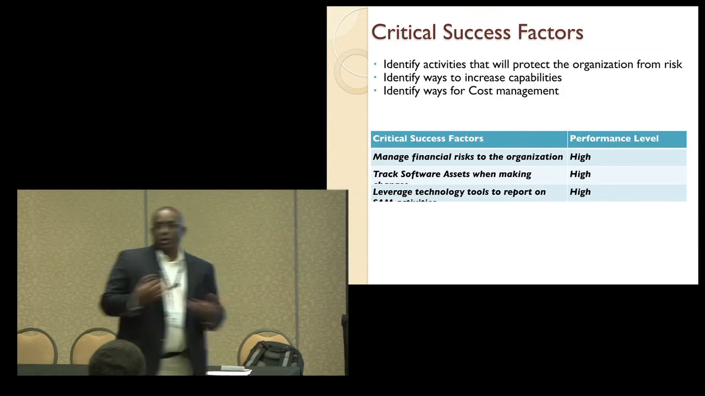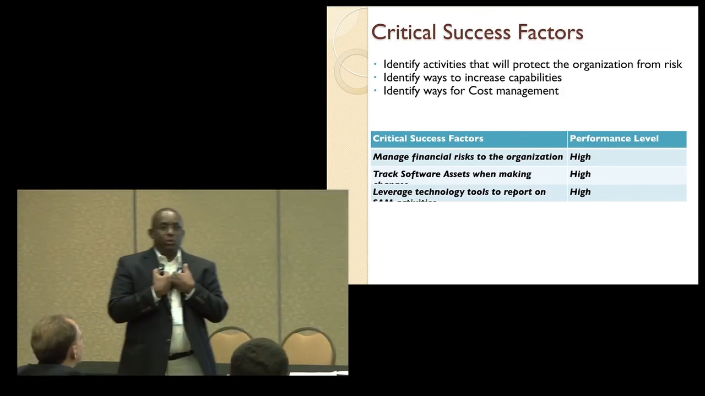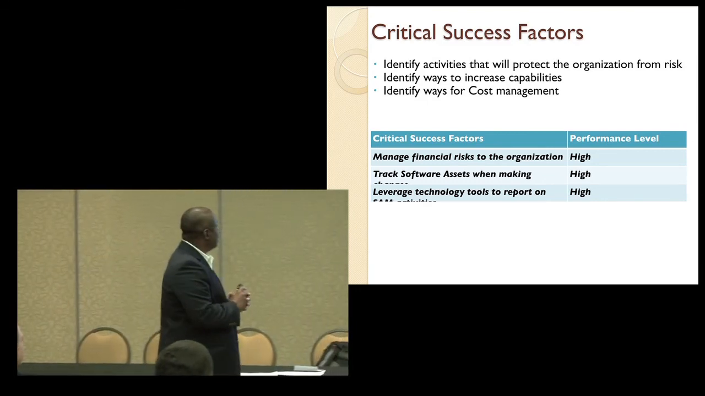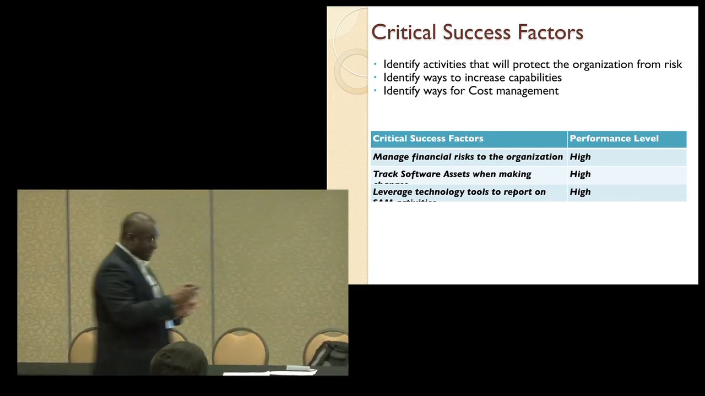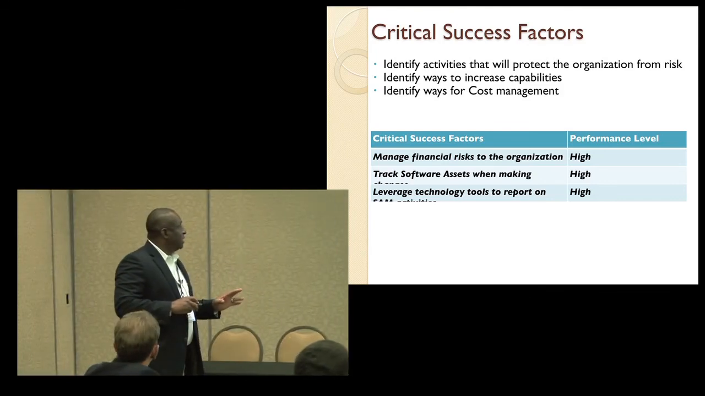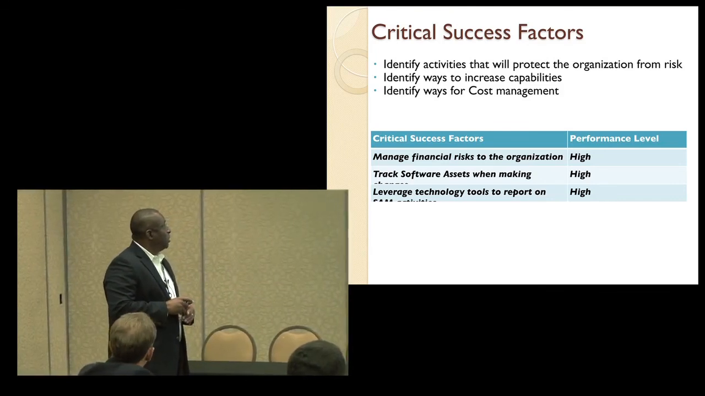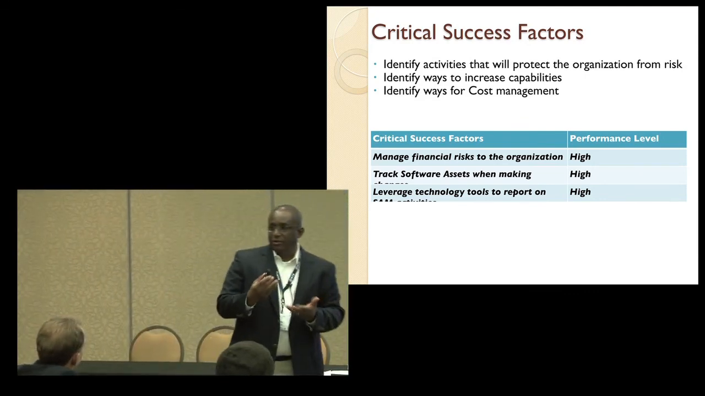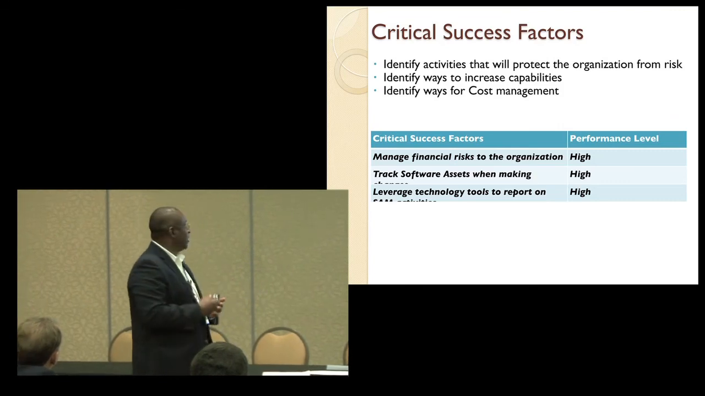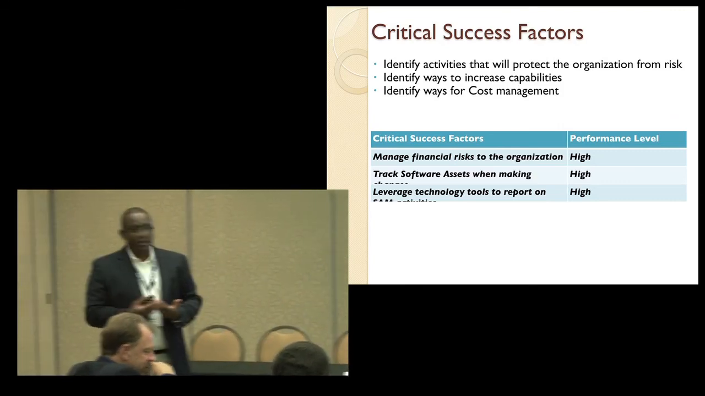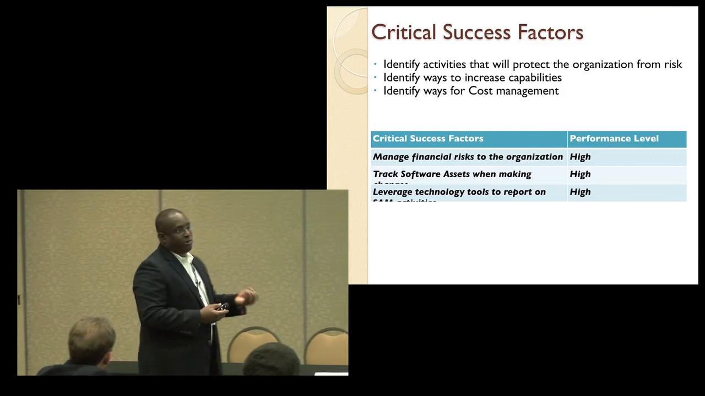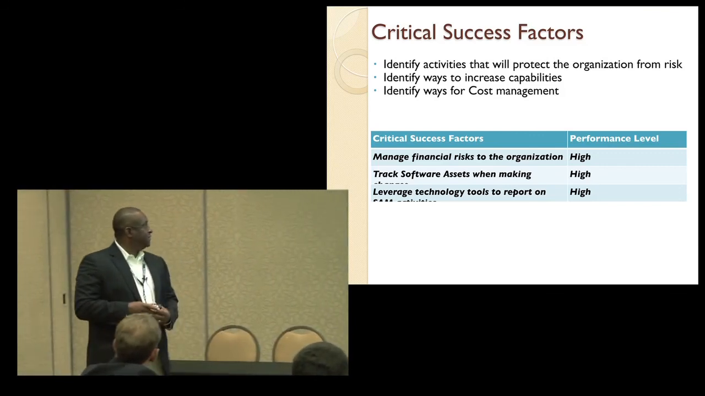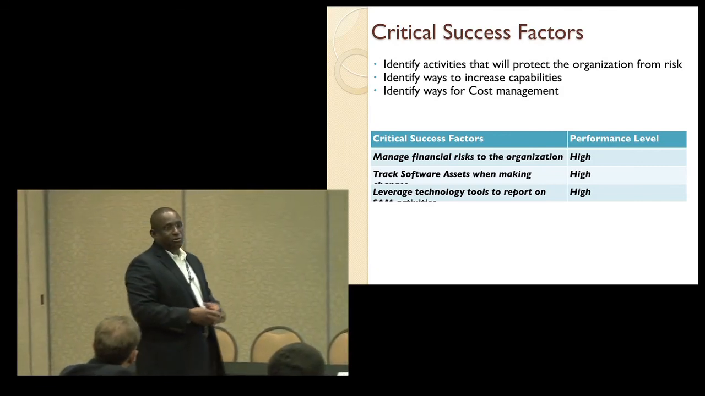We want to establish how we're going to measure our success. So we start by looking at what the critical success factors are for doing software asset management. I'm just giving you a simple model. What will protect the organization from risky behaviors in terms of financial risk? What would increase our capability? And really, how do we manage the cost across the board? So we set up critical success factors, such as that you want to manage financial risk in the organization.